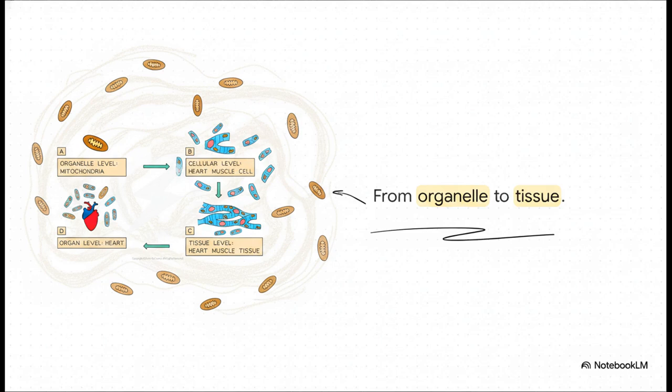Starting at the very beginning with our organelle, the mitochondria. If we zoom out slightly to the cellular level, we find a specialized heart muscle cell, absolutely packed with those mitochondria. Then, zoom out one more time to the tissue level, and you see a web of those individual heart muscle cells physically linked together to form heart muscle tissue. It's just a perfect visual of that stacking effect we've been talking about.